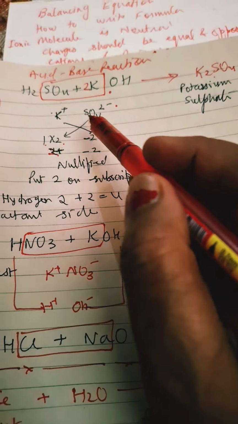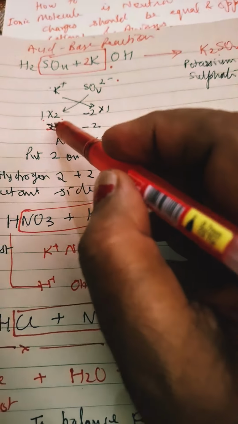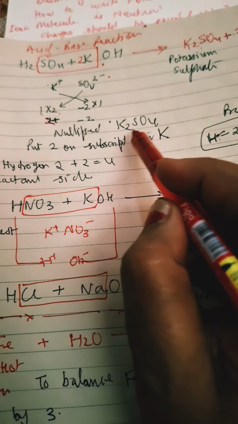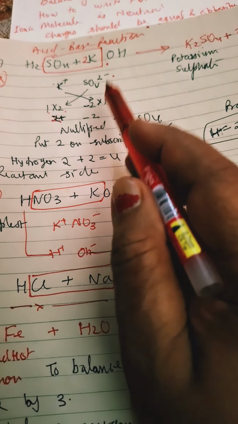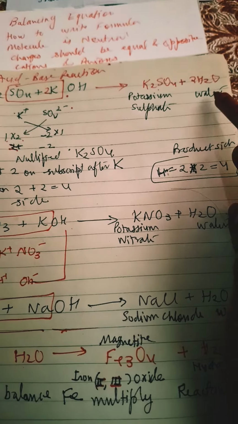So what we will do is write the subscript 2 under the K, because we multiplied by 2, so put this as the subscript of K, so it will be K2SO4. The 1 will remain as such, so K2SO4. Clear? And hydrogen gas is released.